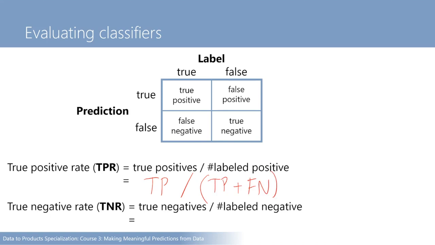And similarly, we can say, what is the accuracy on the negative part of our data? So that's the true negative rate. So of the things that are labeled negative, what fraction did we correctly identify by predicting that they should be negative? So that's our true negatives divided by everything labeled negative. In other words, the true negatives plus the false positives.